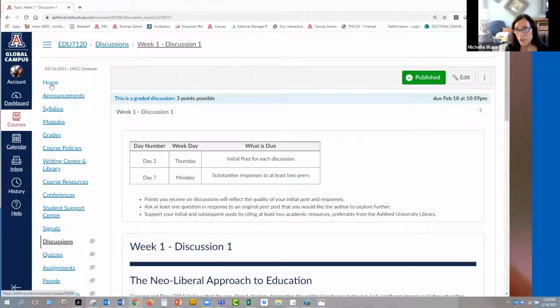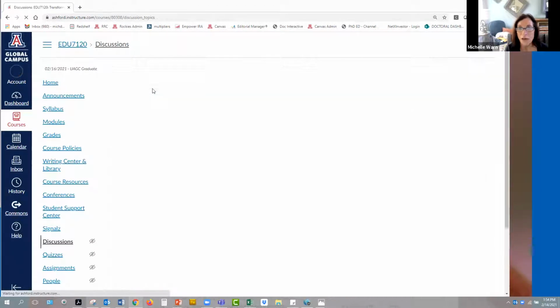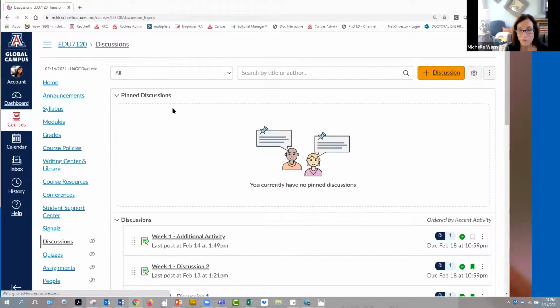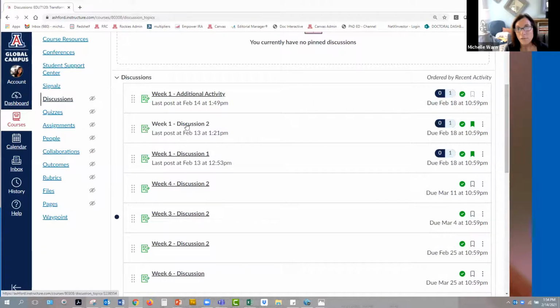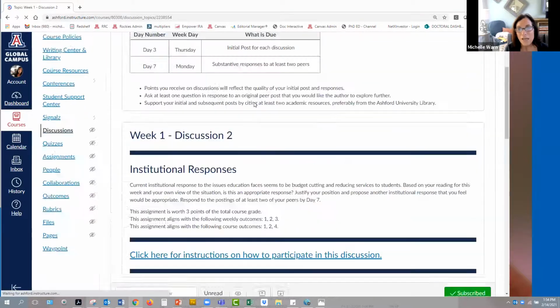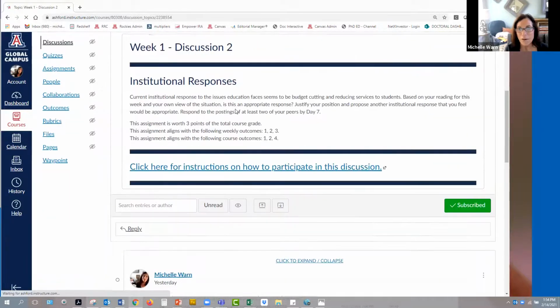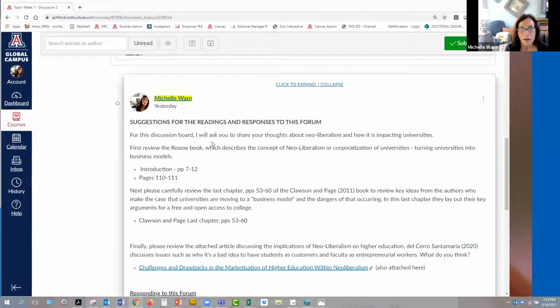And then in week 2, I'm just going to go back because I want to talk about something about the topic for this week, okay? So in week 1, discussion 2, the question is about neoliberalism of universities or of higher education. And I've got some readings here for you from the Rousseau book, and then a review of what you've read in discussion board 1.